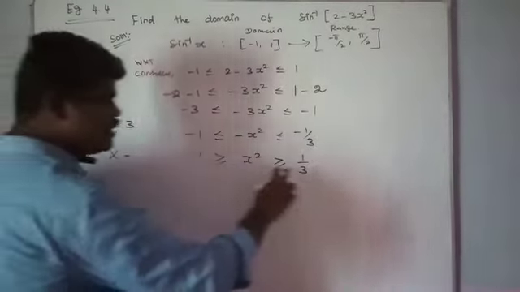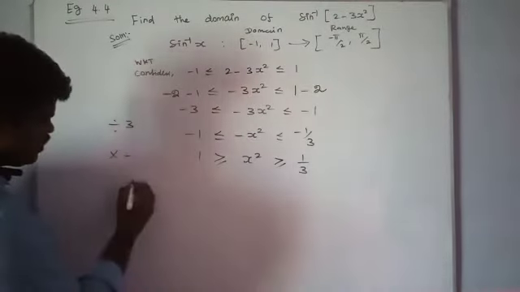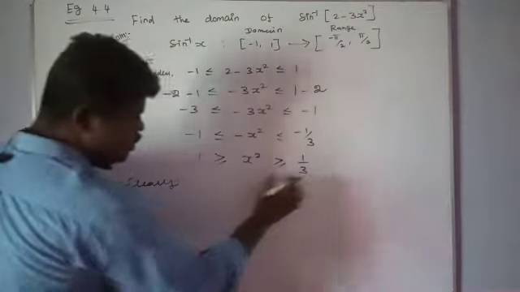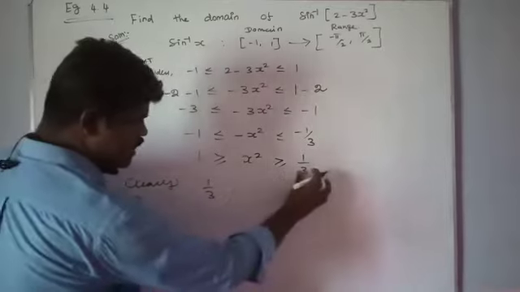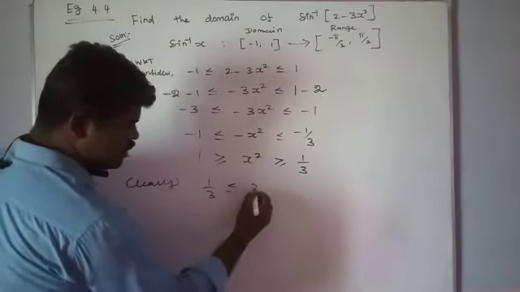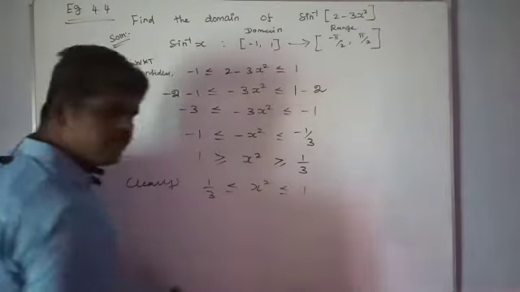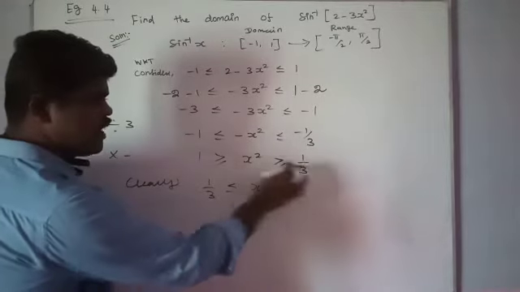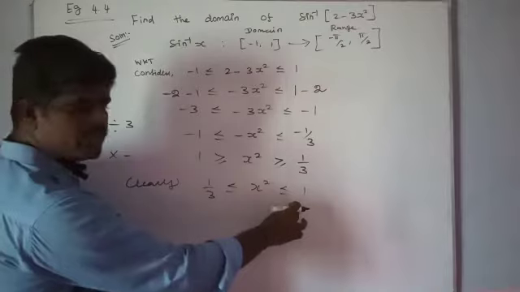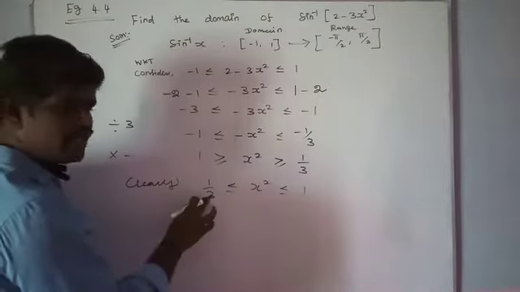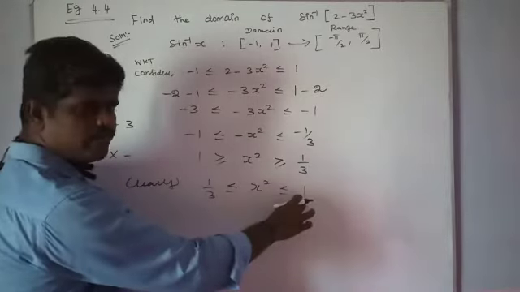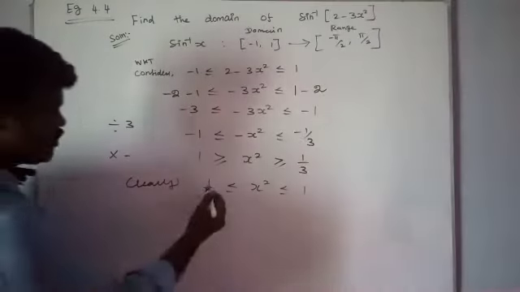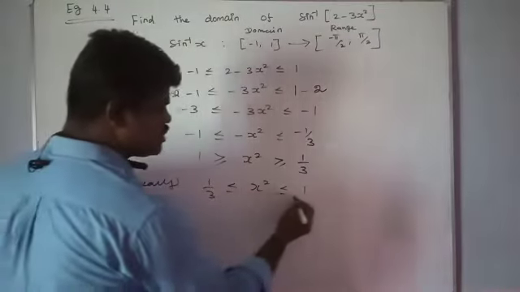This is the biggest value and this is the smallest value, and now clearly we can write 1 by 3 on this side. 1 by 3 is the minimum and 1 is the maximum, so we change the order and the inequality also. 1 by 3 less than or equal to x squared less than or equal to 1.